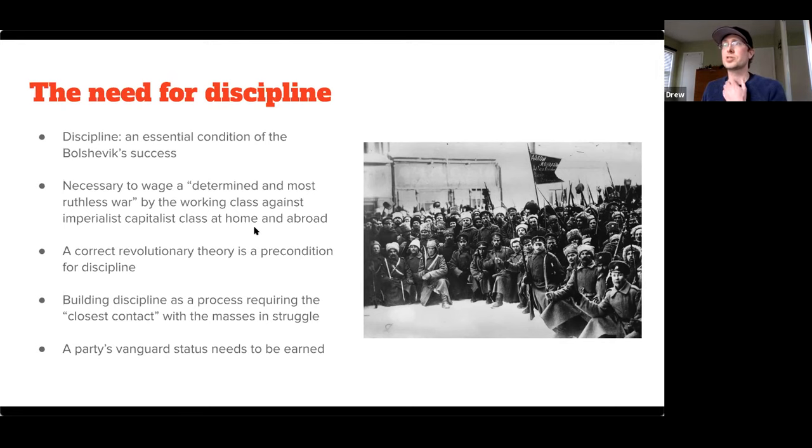The first questions to arise are, how is the discipline of the proletariat's revolutionary party maintained? How is it tested? How is it reinforced?